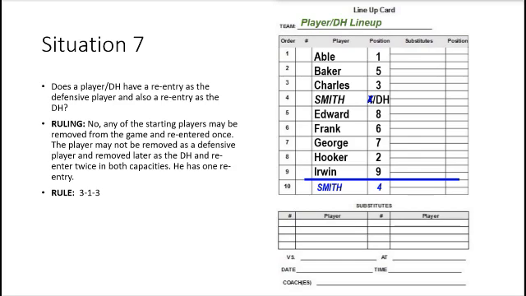In situation 7, we simply address the question of whether or not a player has both re-entry as an offensive and defensive player if he is listed as the player DH. The ruling is that no, he does not. The starting players may be removed from the game and re-entered once, but a player may not be removed as a defensive player and removed later as a DH and re-entered twice. As the player DH, he is a single player occupying 2 positions, but once he is out of the game, he is out of the game in both positions, if removed on offense.